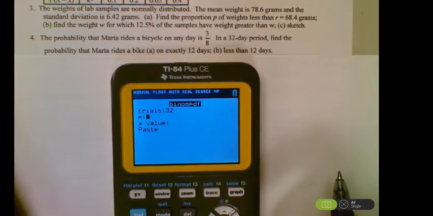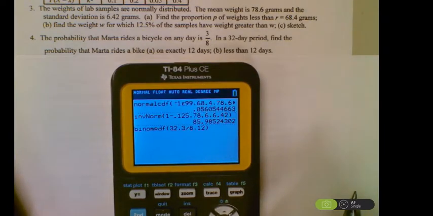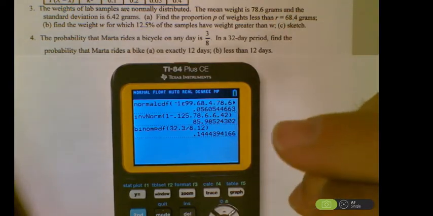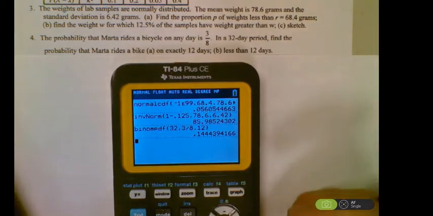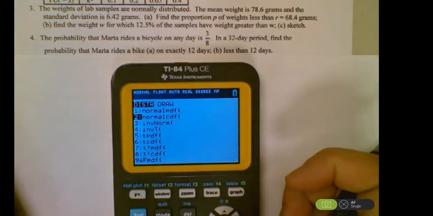So there were 32 days. The probability of success was 3/8, and we're looking for that to happen exactly 12 times. And so there's our 0.144% that would occur.